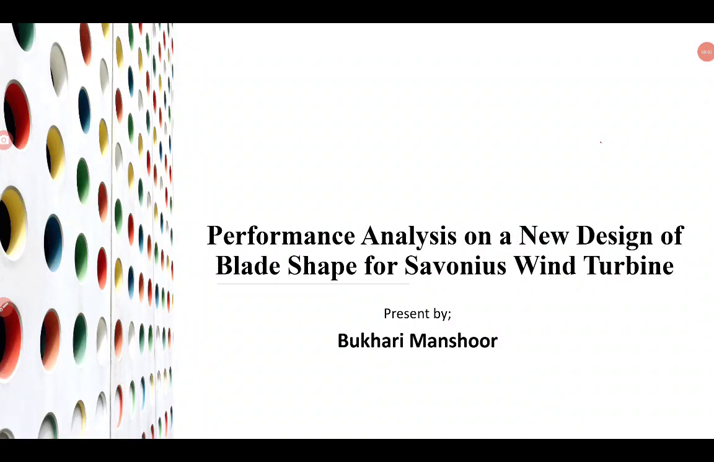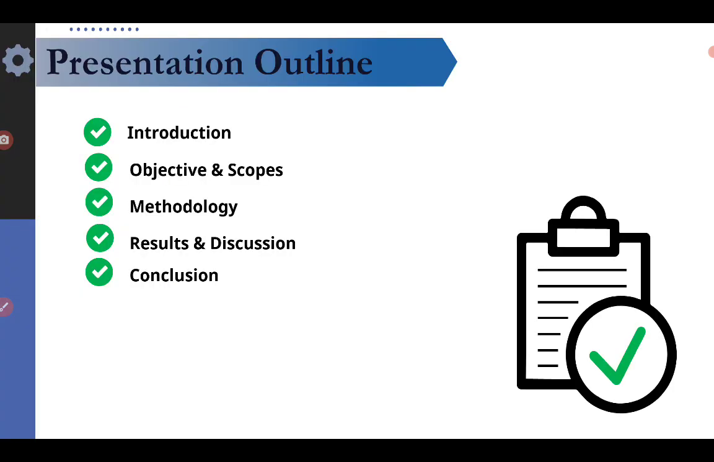Hi everyone. Here I would like to present my research with the title of Performance Analysis on a New Design of Blade Shape for Savonius Wind Turbine. This is the outline of my presentation: I start with the introduction and then the objective and scope of my research, followed by methodology, and then I will discuss my results obtained, and then I will conclude all the findings in my research regarding this topic.